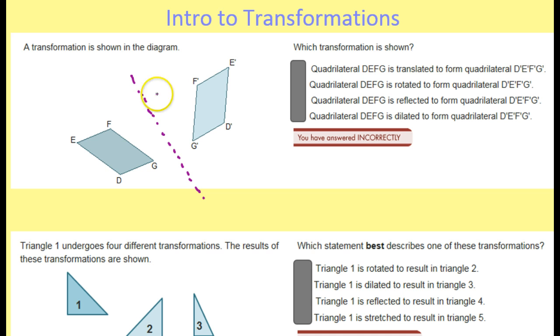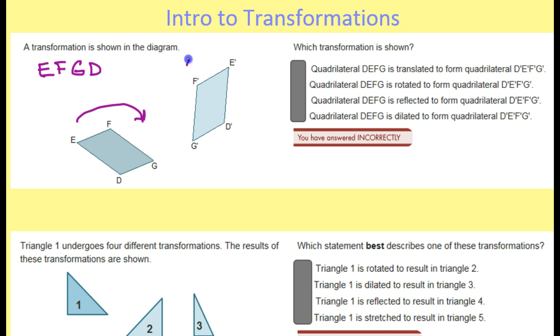Okay, so you see F and F prime, see how they're close to each other? But then E and E prime are on opposite sides. It's backwards. So this is a reflection. You know that this is not a rotation because if you look at the order of the letters, if I go clockwise around this shape, I have E, F, G, D.